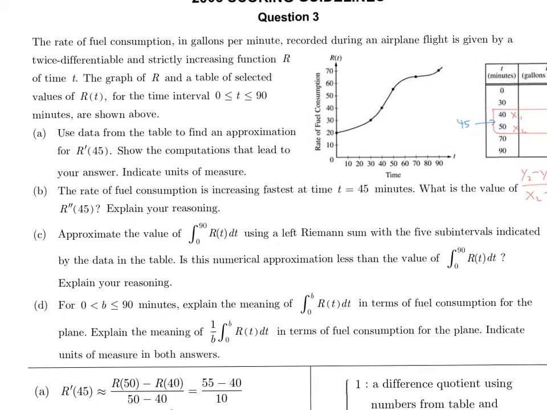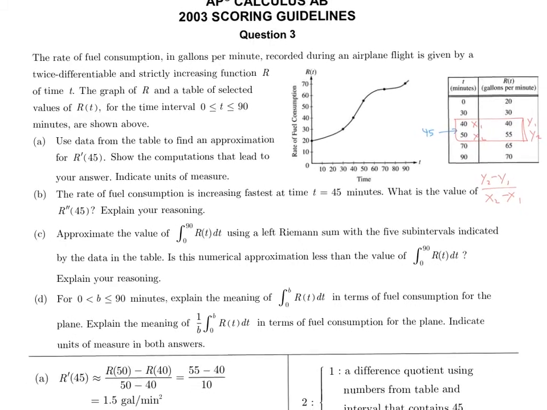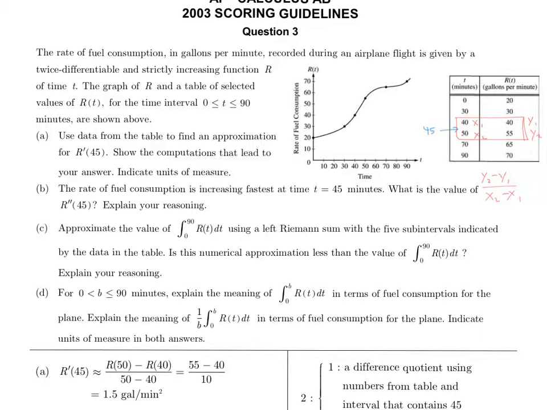Going back up to B. I found B to be the trickiest part of this question, to be honest, just because they start talking about r double prime, and I don't even know where r double prime is coming from. So if you take it back to what we know in calculus, the rate of fuel consumption is increasing fastest at time t equals 45. So visually, I'm seeing that on the graph. If you're trying to conceptualize what's happening here, they're saying that the slope of your R graph is the steepest at 45, and that makes sense if you go over to your graph here.